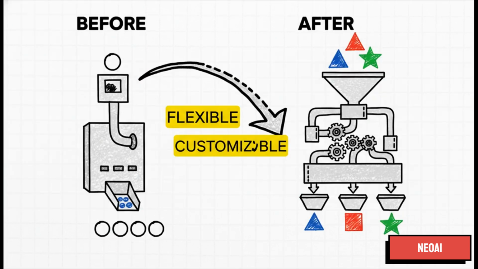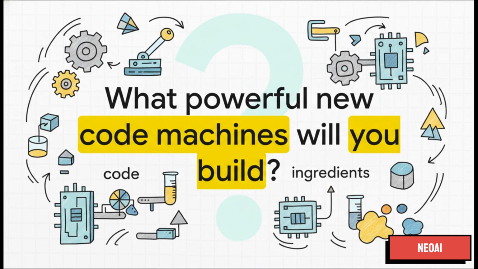And just like that, you've totally nailed a core concept in coding. You now know how to take a simple, one-trick function and turn it into this flexible, customizable machine that can handle whatever you need it to. So, I'll leave you with this question. Now that your functions can take all sorts of ingredients, what powerful new code machines are you going to build? The possibilities are really endless.